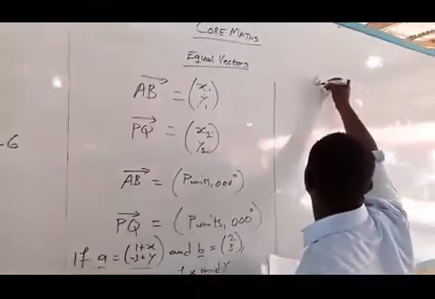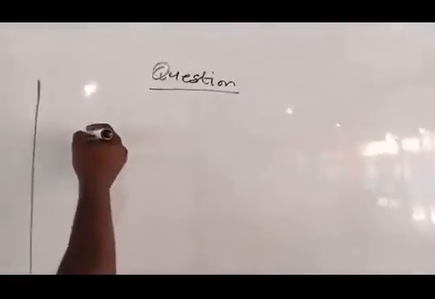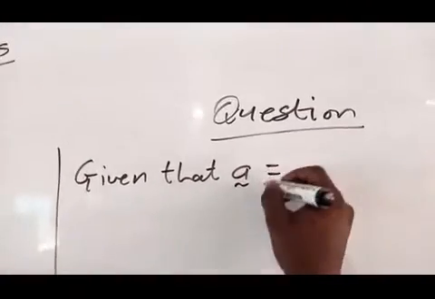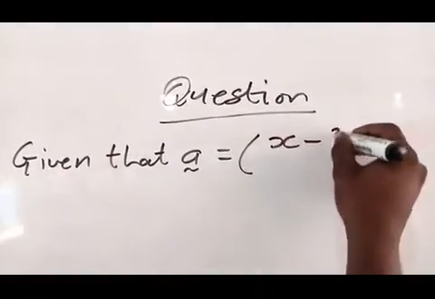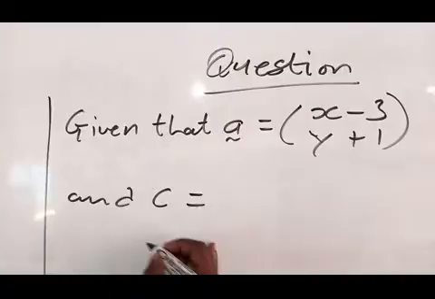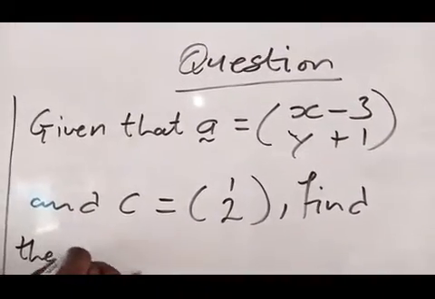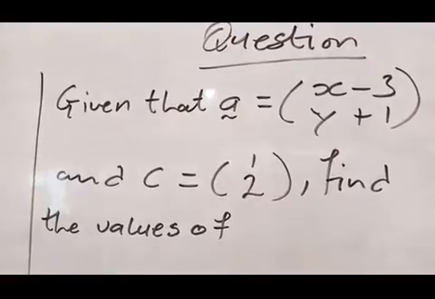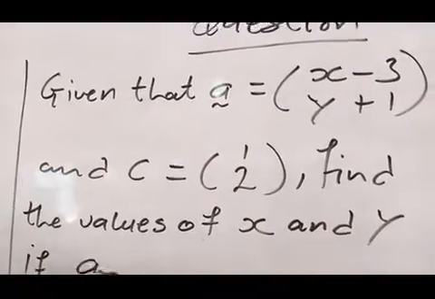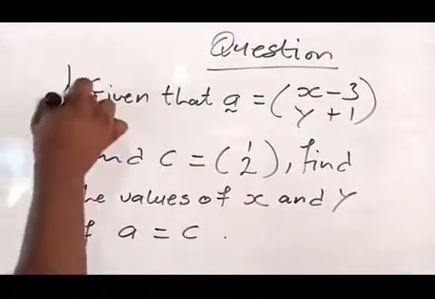Alright, now let's take this question and see how we can go about it. Given that a is equal to x minus 3 and y plus 1, and c is equal to 1, 2, find the values of x and y if a is equal to c.